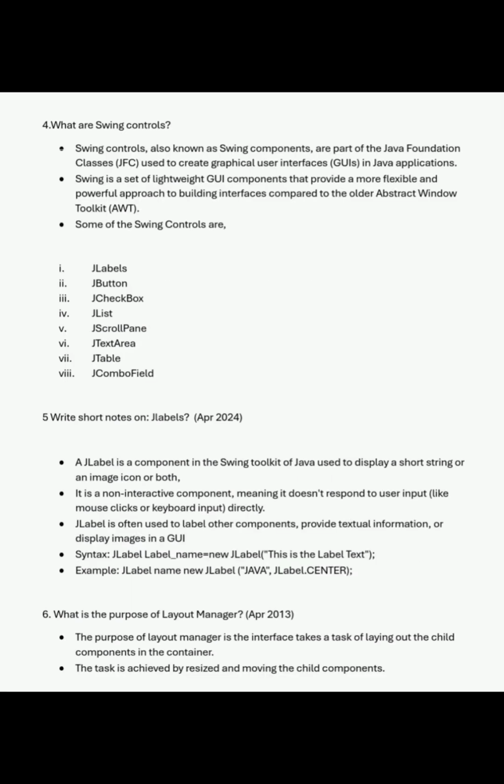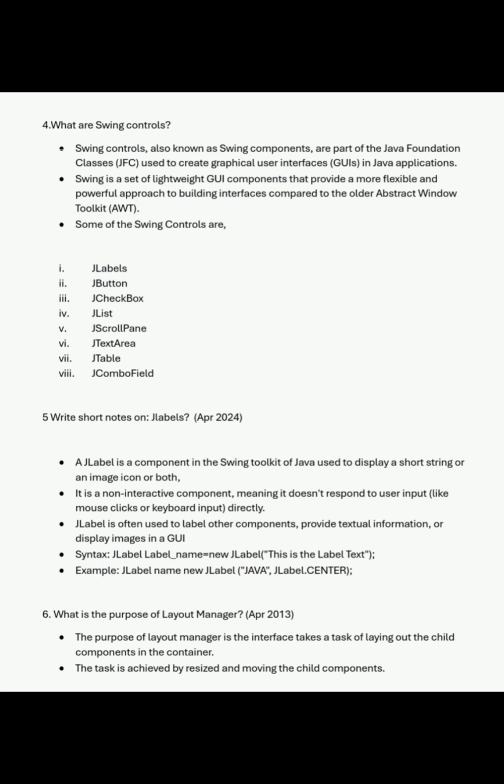What are Swing controls? Swing controls, also known as Swing components, are part of the Java Foundation Classes, JFC, used to create graphical user interfaces, GUIs, in Java applications. Swing is a set of lightweight GUI components that provide a more flexible and powerful approach to building interfaces compared to the older Abstract Window Toolkit, AWT. Some of the Swing controls are JLabel, JButton, JCheckBox, JList, JScrollPane, JTextArea, JTable, JComboBox.